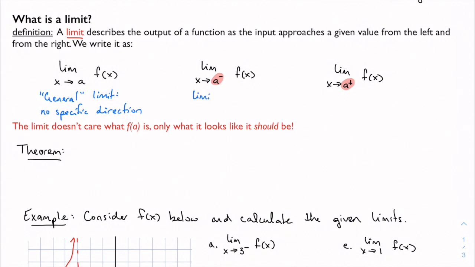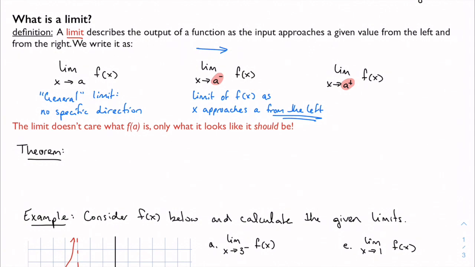So this is the limit of f of x, right? What the output looks like it's going to be as x, we say, approaches some number a from the left. And that's the key phrase there, from the left. So I'm going this way, right? From the left to the right.